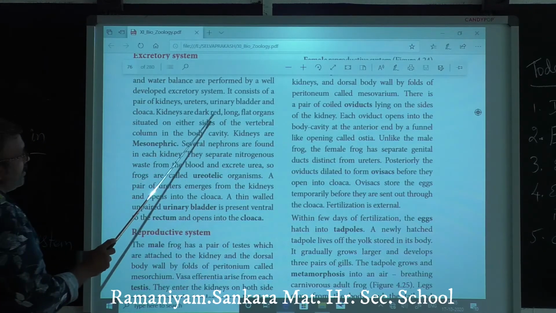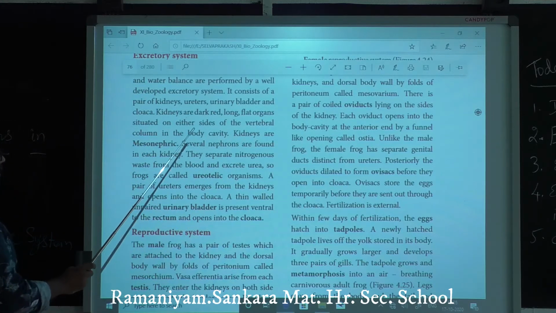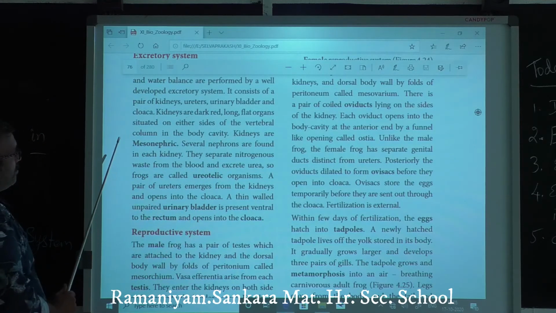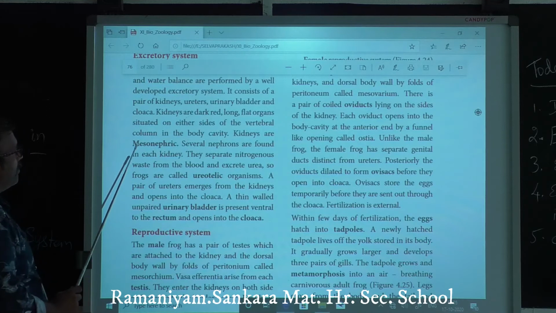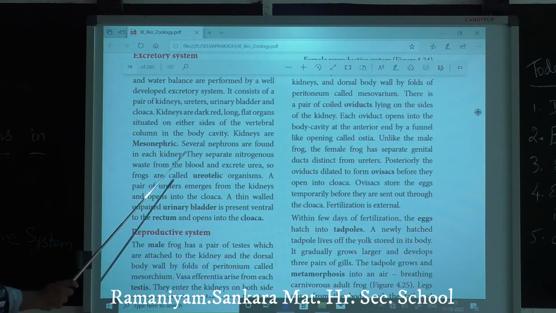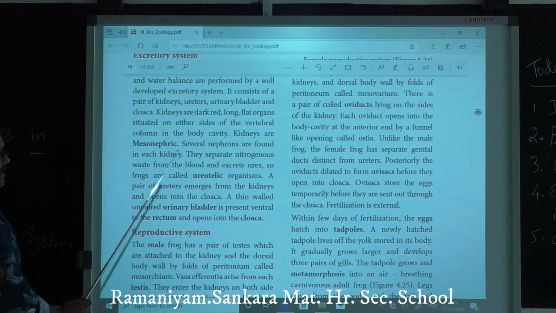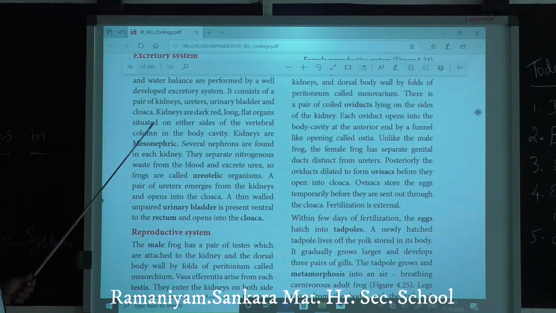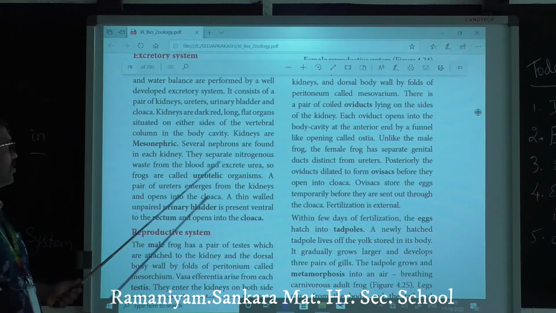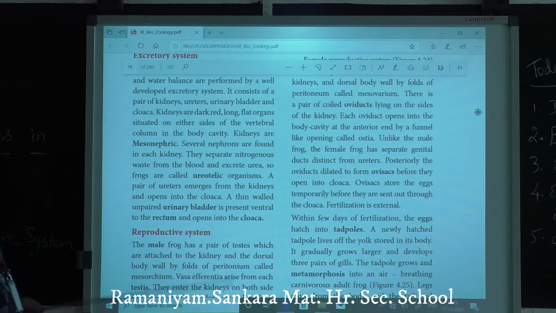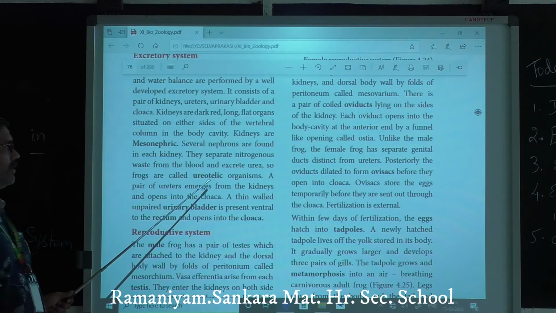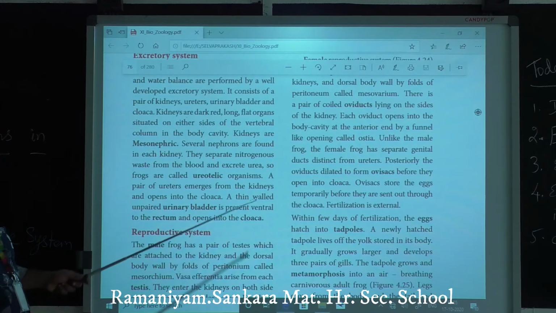Kidneys are dark red, long, flat organs situated on either side of the vertebral column in the body cavity. Kidneys are mesonephric. Several nephrons are found in each kidney. They separate nitrogenous waste from the blood and excrete urea, so the frog is called a ureotelic organism.